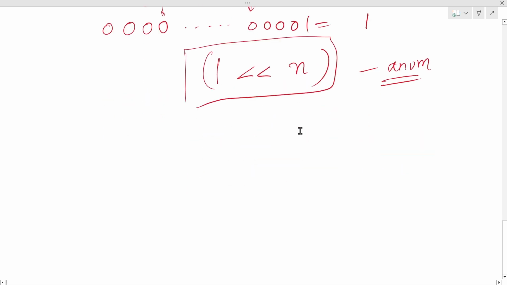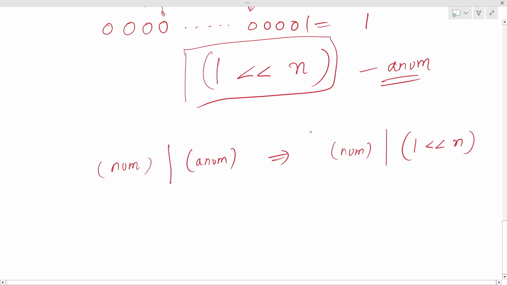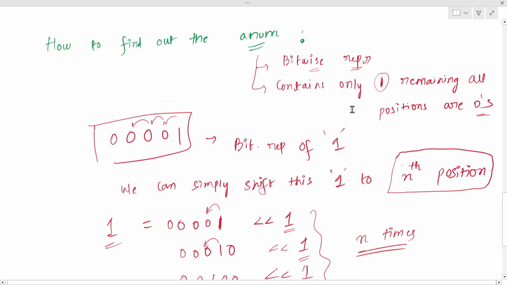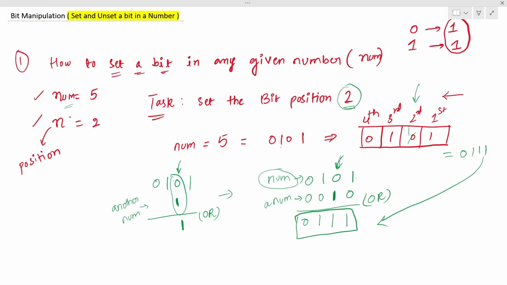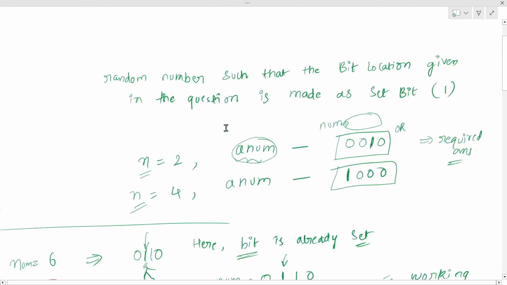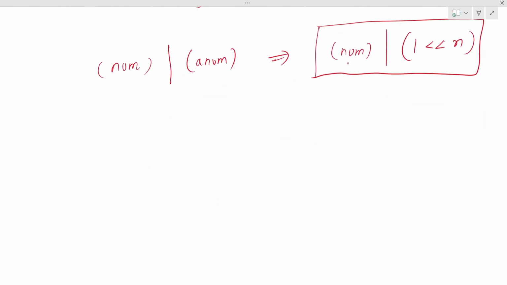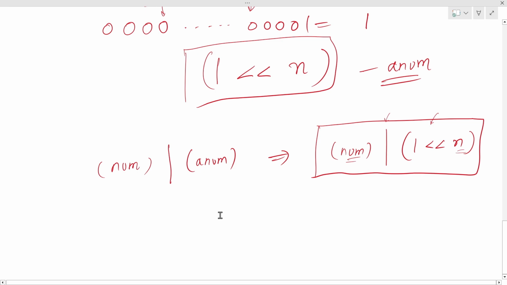Now if you got to know how to find a num, what you need to do? You need to do num OR a num. That's it. That is your answer. That means num OR 1 left shift n times. This is your final answer. Now you can see initially in the question I have given num and n, these are your inputs, and you can see the output also. I have made it in terms of num and n. I've used the OR operator and the left shift operator. So you can see how easily I have done it, right?